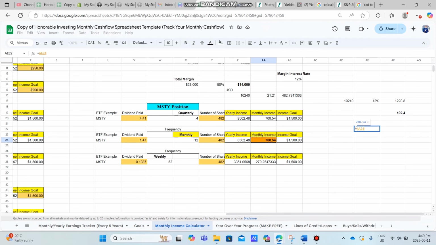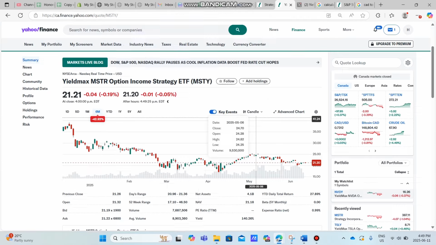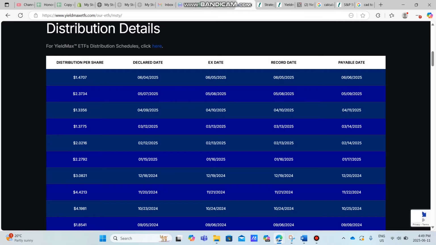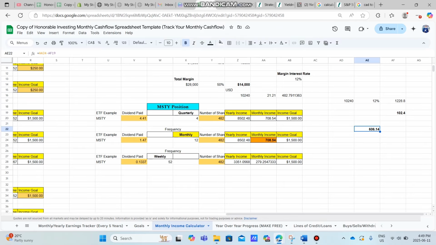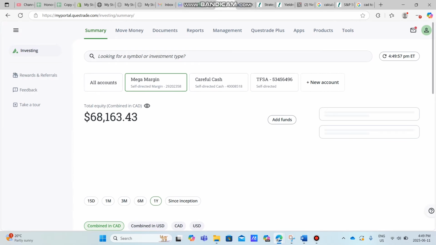Our monthly income from Yieldmax from 482 shares purchased, now subtract our interest payment of $102, we are profiting $606. Now, should you run out and just put all your margin debt into MSTY? No. I'm talking about MSTY, but this is to show you why it's profitable to use Yieldmax ETFs for margin. And that's strictly what I'll be doing going forward with my Yieldmax ETFs.